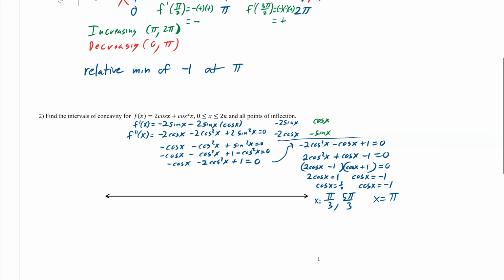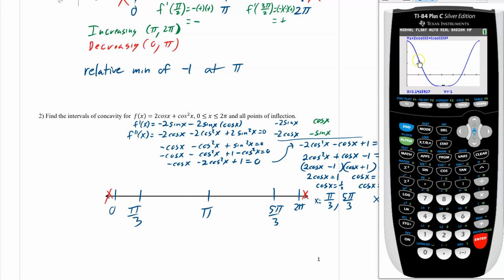So we put those on the graph. So we have pi over 3, pi, and 5 pi over 3. Now what I'm going to do is also put on there 2 pi, because we needed to make sure that we stop our interval. And on the other side, 0. All right, so now we have 3 intervals. And if you check your calculator, you can see it's concave down, and then concave up, and then concave up, and then concave down.